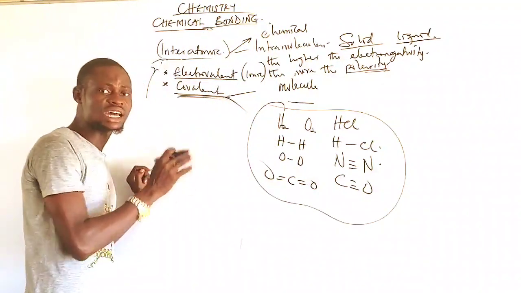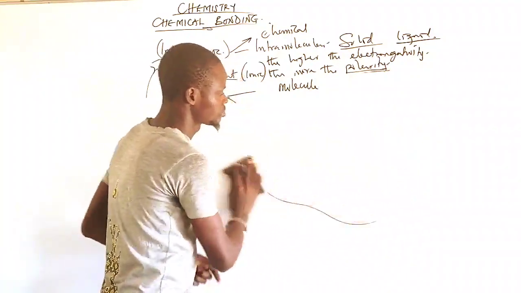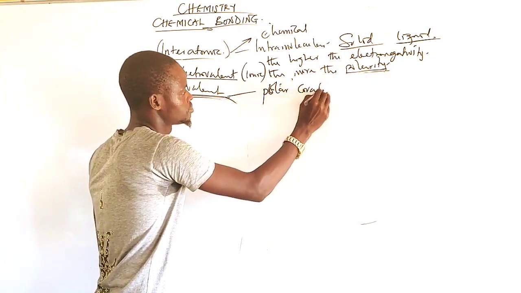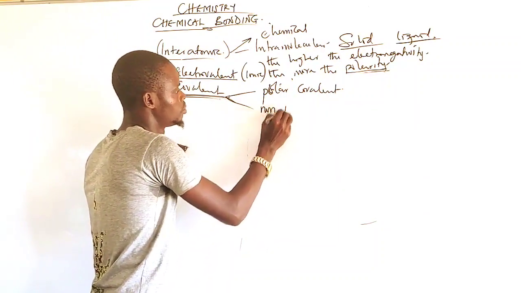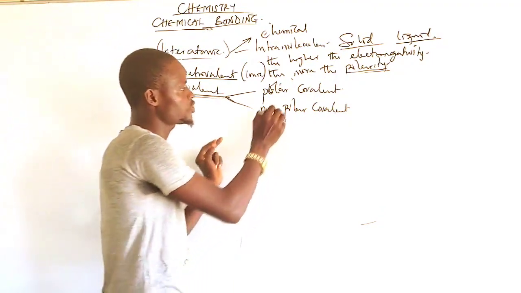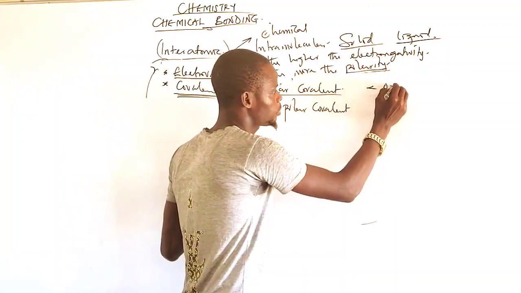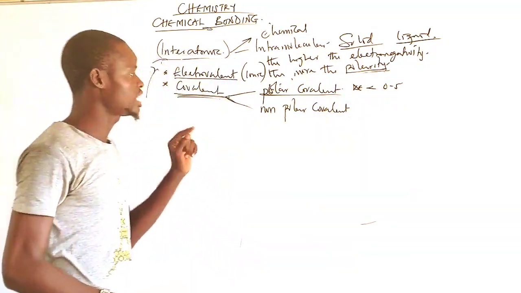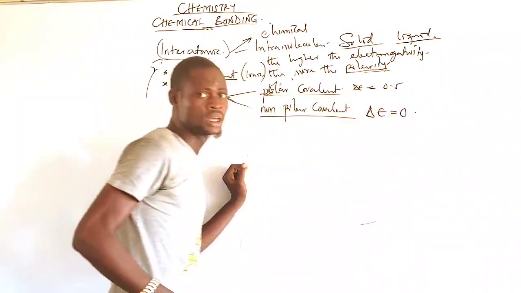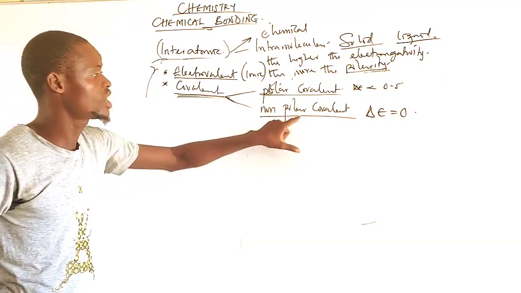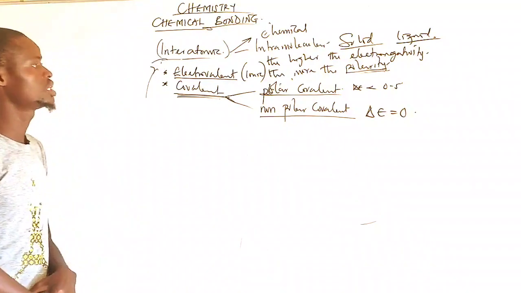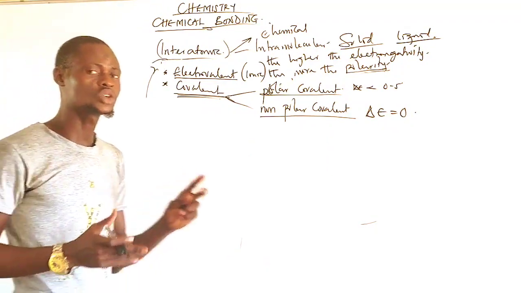Now, this covalent bond that we are seeing here is of two types. We have the polar covalent bond, and then we have the non-polar covalent bond. For a polar covalent bond, the electronegativity difference should be less than 0.5. While a non-polar covalent bond has an electronegativity difference equal to 0. This is a non-polar covalent bond. The electronegativity difference must be 0. I think I have explained the polarity for you. Are you getting what I'm saying now? It requires a sharing of electrons.